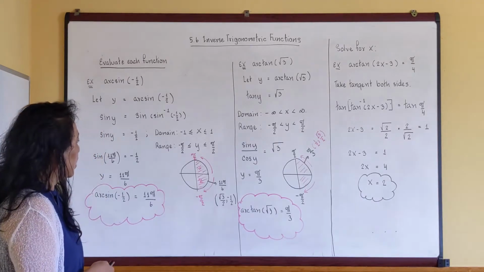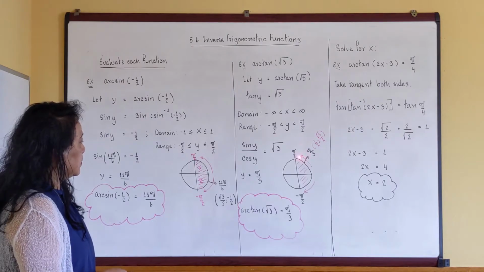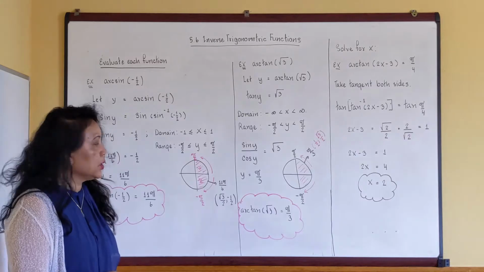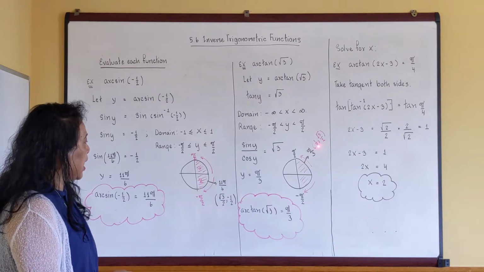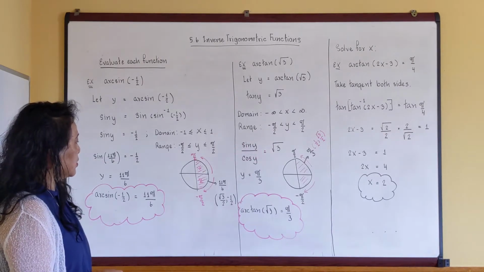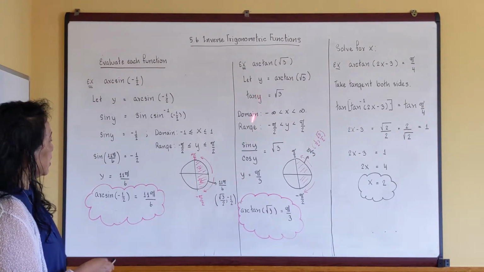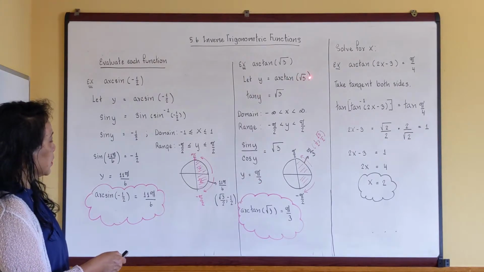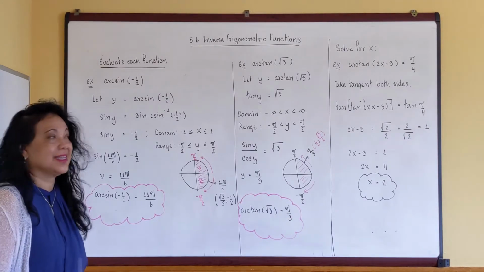So tangent is sine over cosine. We want to find the y that satisfies square root of 3. If you look at the unit circle, at pi over 3, cosine is 1/2 and sine is square root of 3 over 2. If you put in this fraction, it gives square root of 3, so y is pi over 3. But my y is arctangent of square root of 3. So arctangent of square root of 3 is equal to pi over 3.